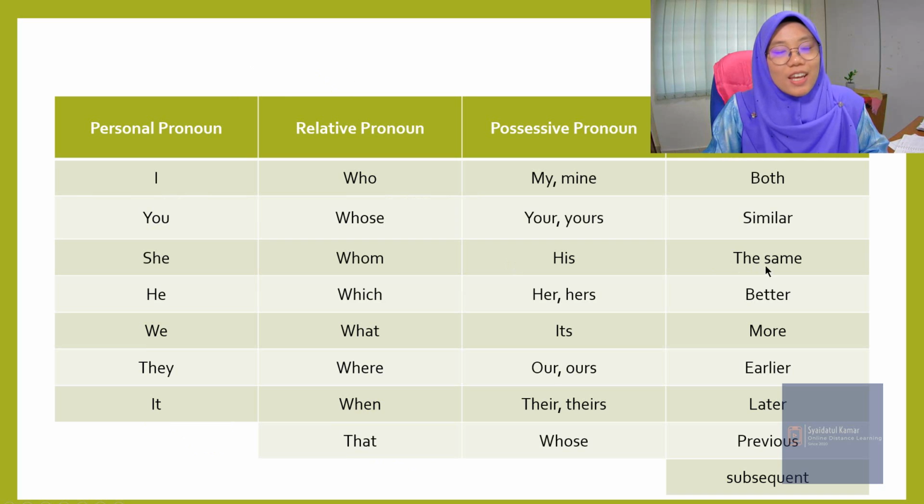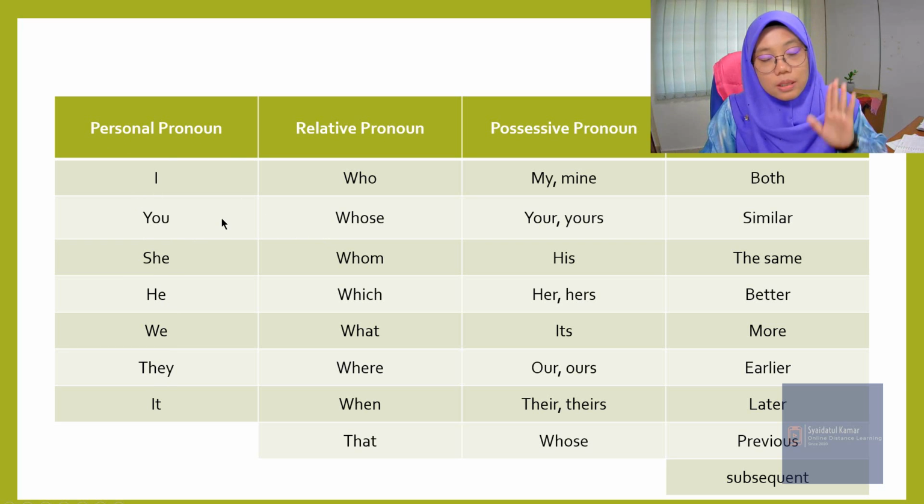Okay, alright. Personal pronouns here: I, you, she, he, we, they, it. This is personal pronoun. So if these words appear in the text, you have to understand who they are referring to when the author mentions she, he, they, it. Okay, relative pronouns: who, whose, whom, which, what, where. Alright, and this is some of the possessive pronouns, and these are some of the comparative pronouns.